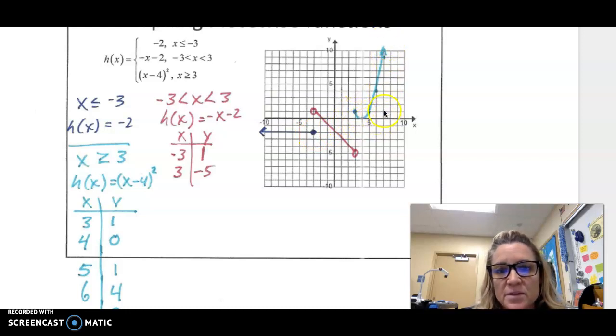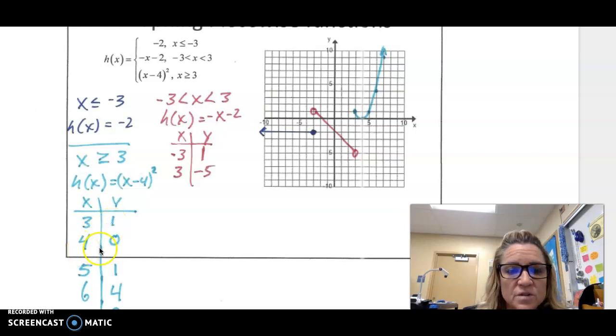Okay, now let's talk about this turquoise graph. So turquoise is when x is greater than or equal to 3. So I picked 3, 4, 5, 6, all these positive numbers, and we want to subtract 4 and square it. So 3 minus 4 would be -1. -1 squared is 1. Plug in a 4.